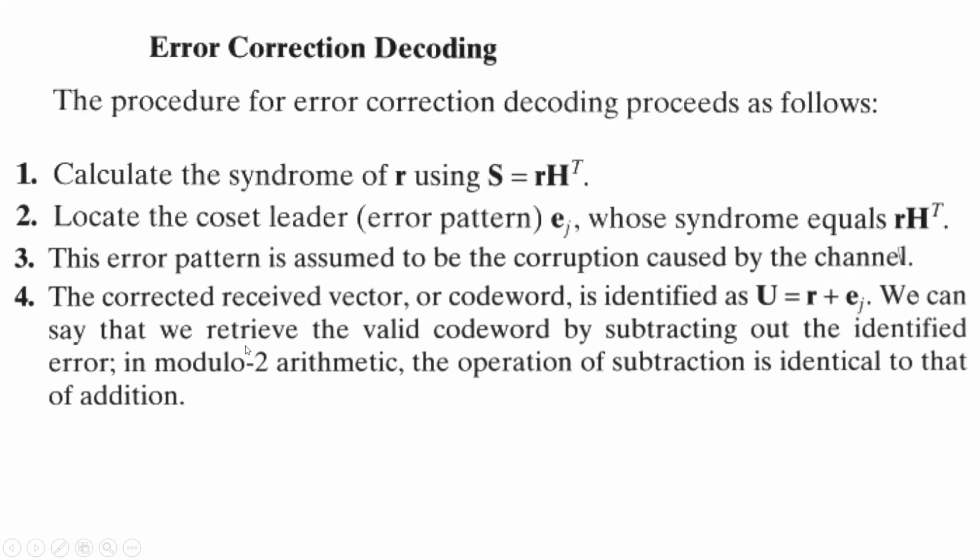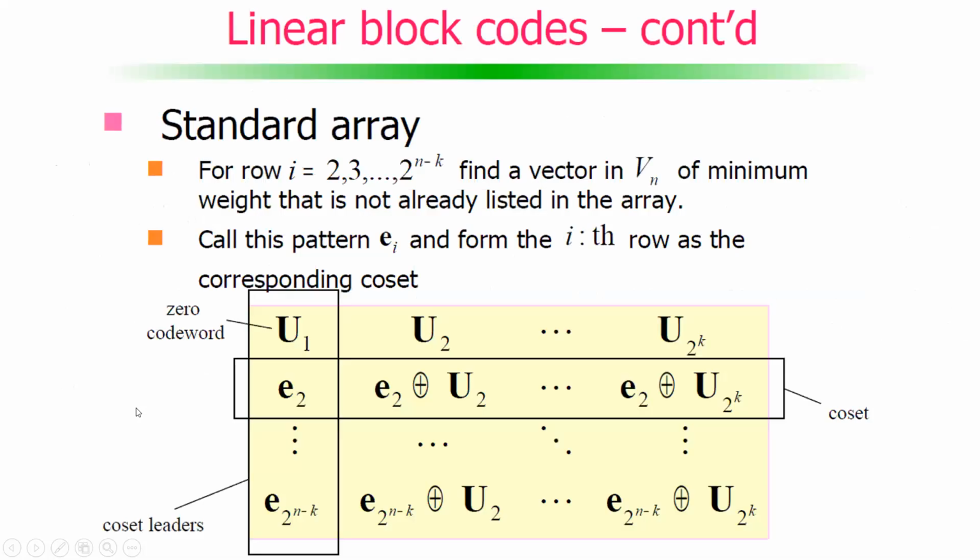We can say that we retrieve the valid code word by subtracting out the identified error. In modulo 2 arithmetic, the operation of subtraction is identical to that of addition. So that's how the standard array decoding works.